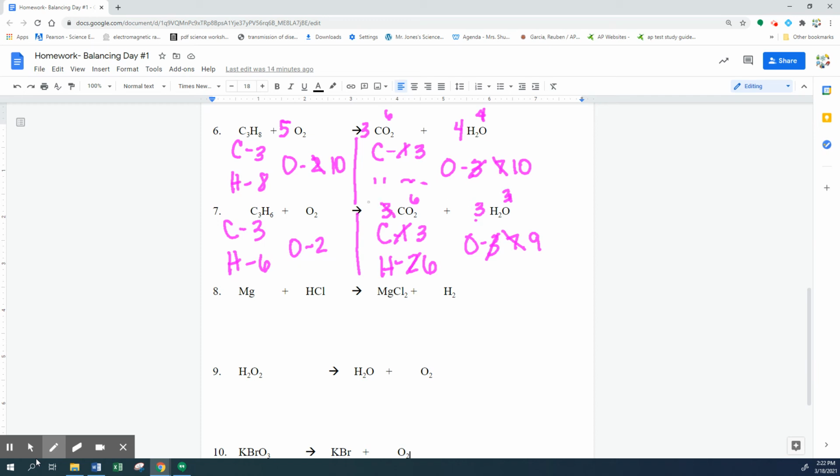So what I need to do is double any number that I already put up there. So I'm going to make this a 6, make this a 6. That doubles everything down here. Then I need to balance my reactants. In order to get a 6 for carbon and a 12 for hydrogen, I'm going to put a coefficient of 2 there. And then in order to get 18 oxygens, I'm going to put a 9 in front of the O2.